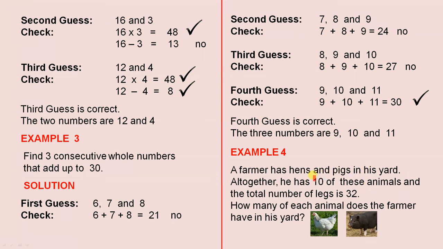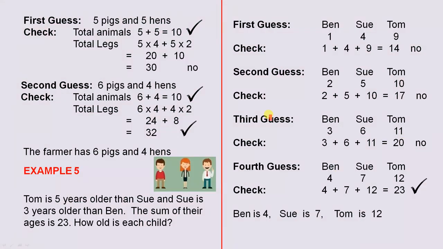So remember, the total number of animals is 10, so let's do some guesses. Let's try 5 pigs and 5 hens. Okay, now 5 plus 5 is 10, so the total number of animals is correct. Now let's look at the legs. 5 times 4 gives you the number of legs for the pigs. 5 times 2 gives you the number of legs for the hens. 5 fours are 20, 5 twos are 10, 20 plus 10 is 30. No, that's not the correct number of legs.